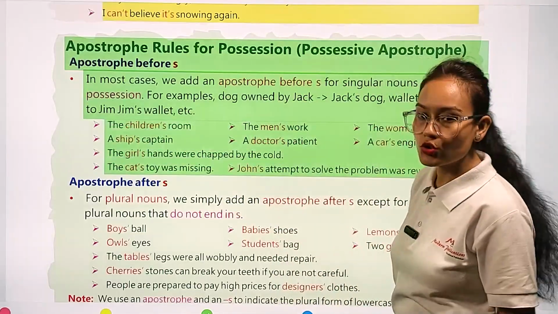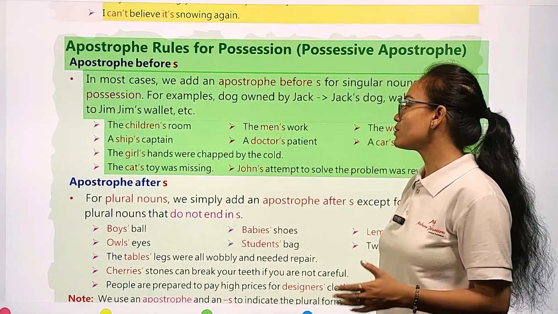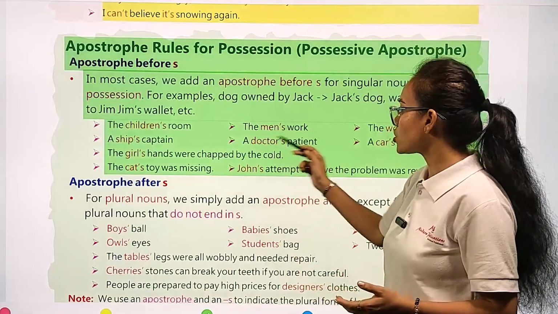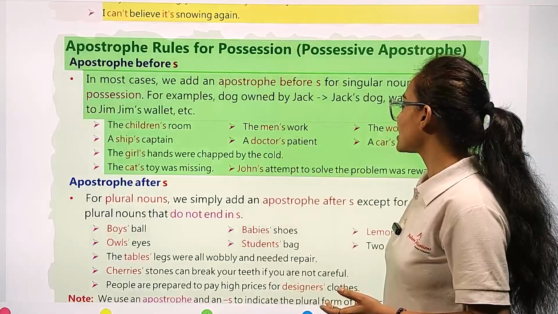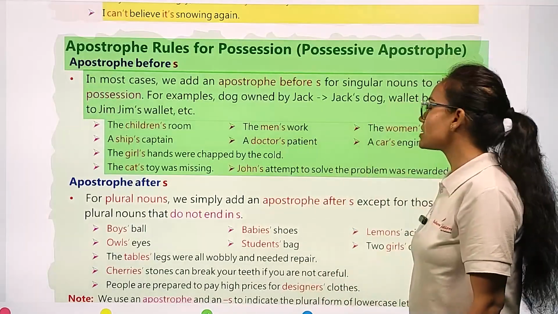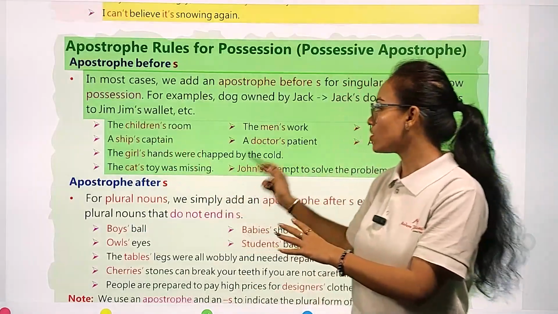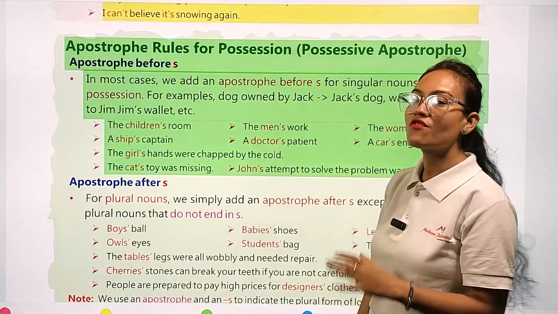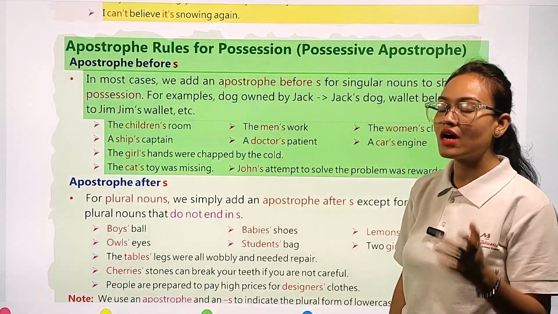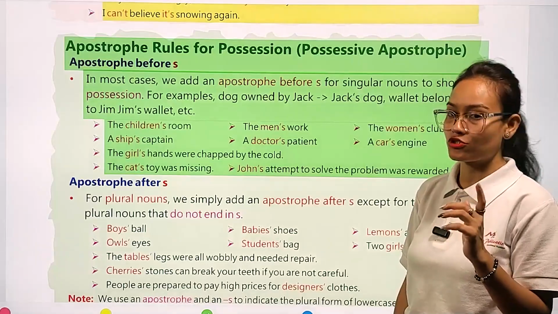The children's room. A ship's captain. The girl's hands were chapped by the cold. The cat's toy was missing. The man's work. A doctor's patient. John's attempt to solve the problem was rewarded. The woman's club, a car's engine. So in all these sentences, my dear student, the red colored words show the apostrophe before the S, and all of them show singular nouns as well as possession.